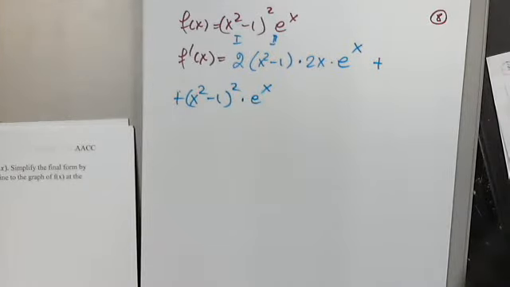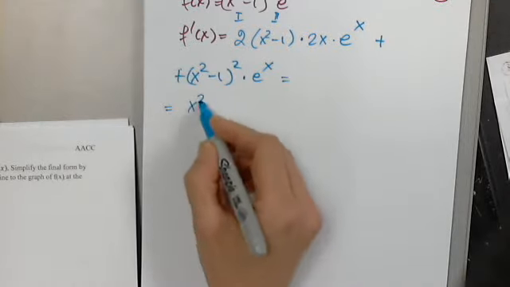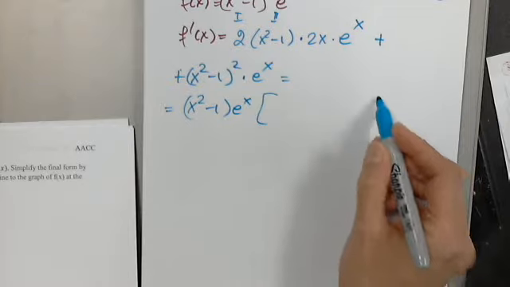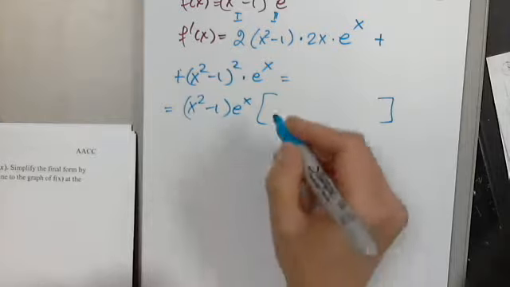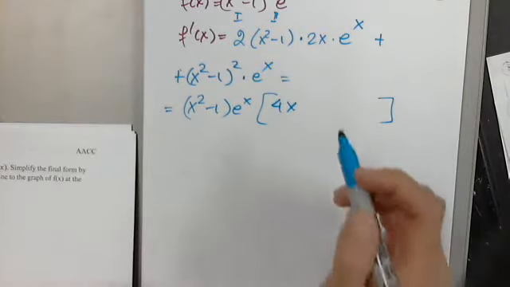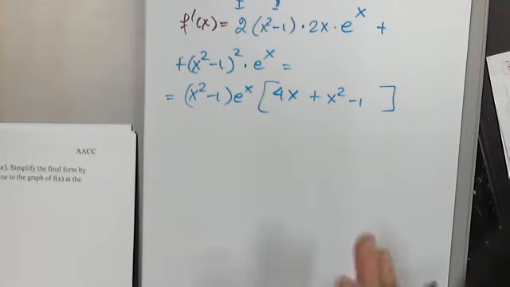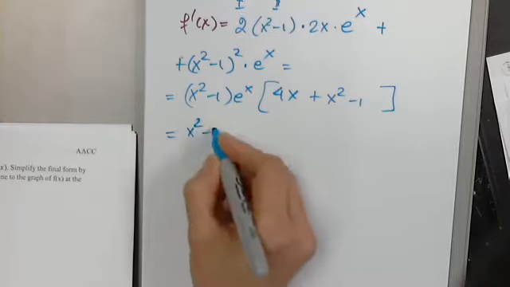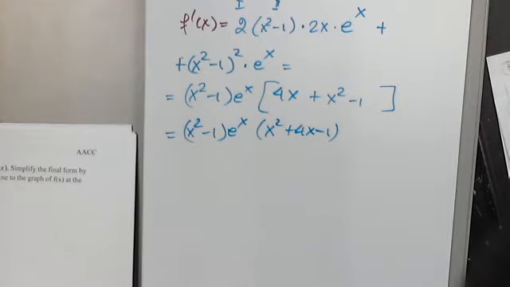Okay, so let's try and simplify this as much as possible. What can I factor out? Very good. X squared minus 1 and e to the x. Let's see what we have left. Yes, very good. I could rearrange this. That's all I could do. So x squared minus 1, e to the x, times x squared plus 4x minus 1. So simplify the final form by factoring. We did.